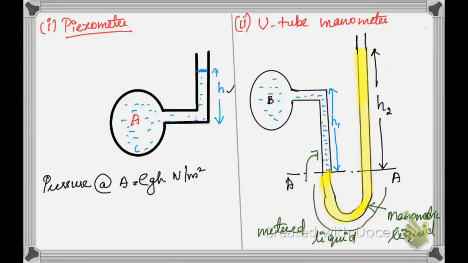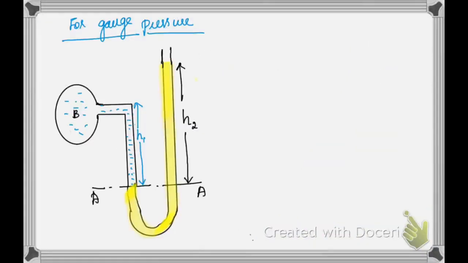And how to construct this U-tube manometer? It's very simple. Just draw a neat diagram of the manometer, and consider a suitable datum line. Here AA will be the datum line. It should be such that the manometric liquid touches the datum line in the two limbs at the same level. You can see here the manometric liquid is touching the datum line. We have to see to it, and the liquid is the same in both columns, that is the left limb as well as the right limb.